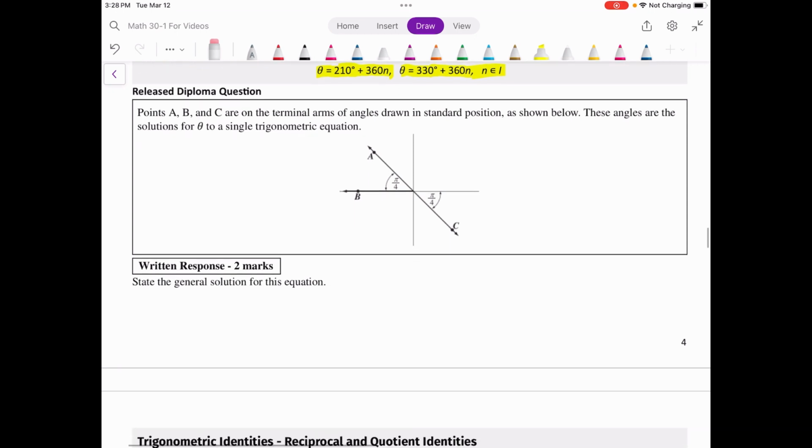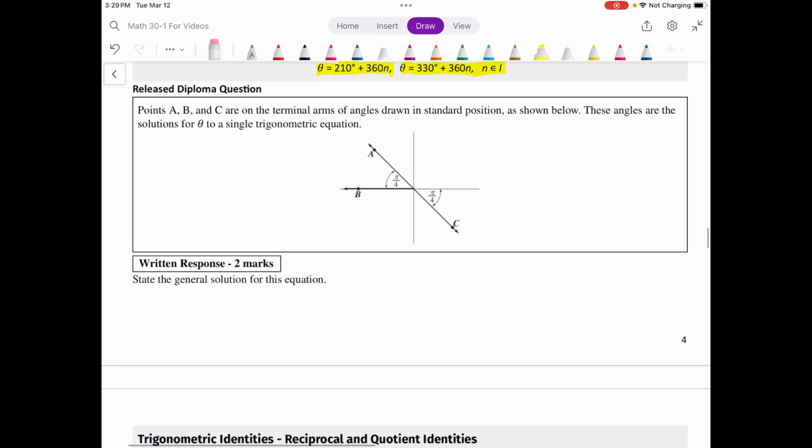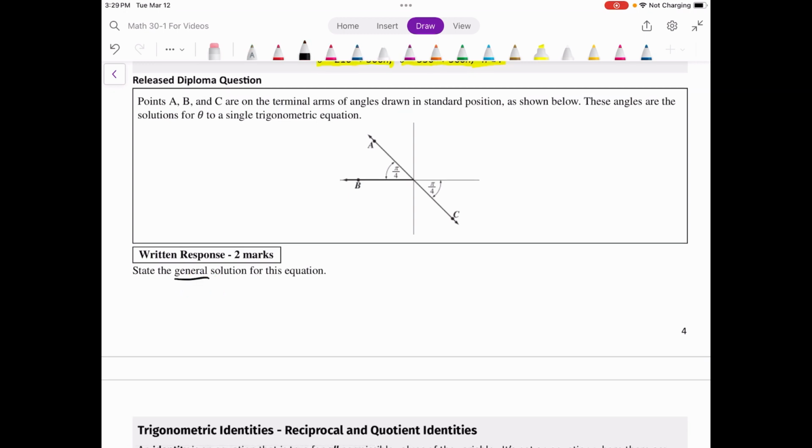Okay, so here's another written response question from a diploma exam dealing with trigonometry. Let's try it out. Even with written response, it's often a good idea to read the question first so we can get an idea of what we're looking for. It wants us to state the general solution for this equation. Let's see what equation they're talking about.